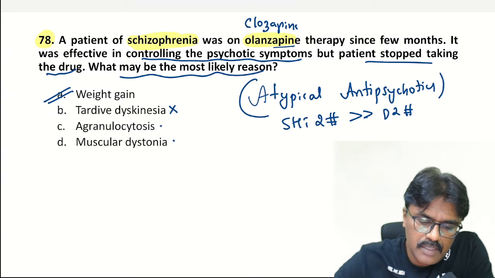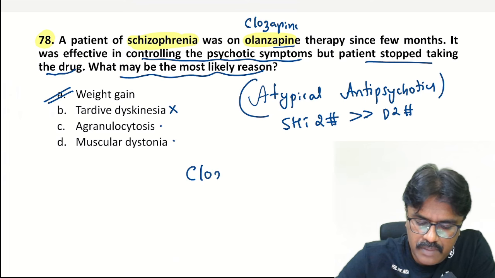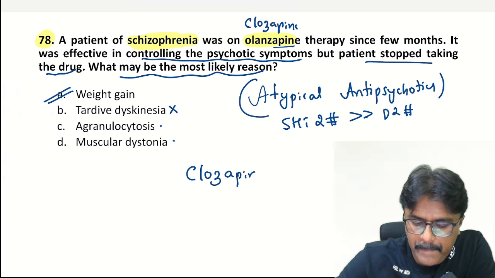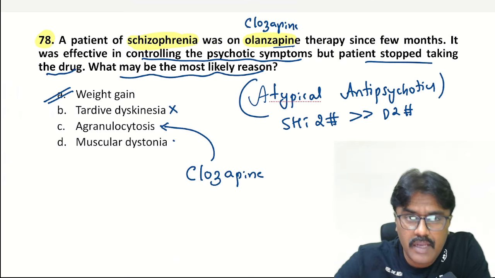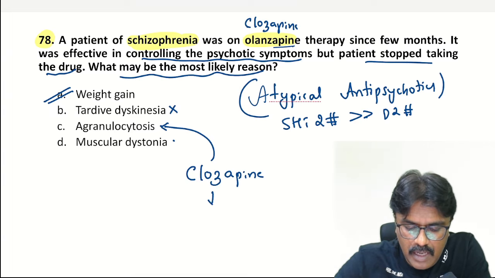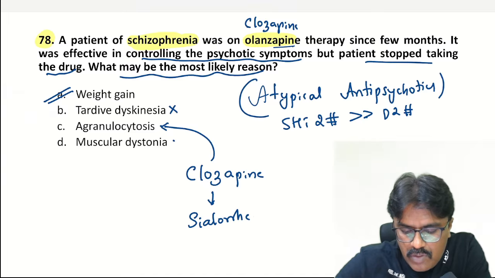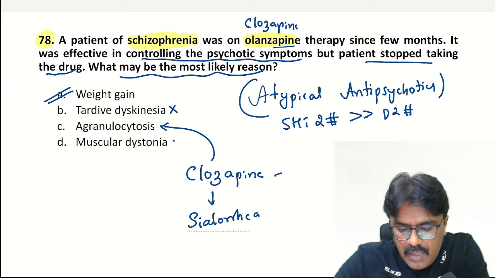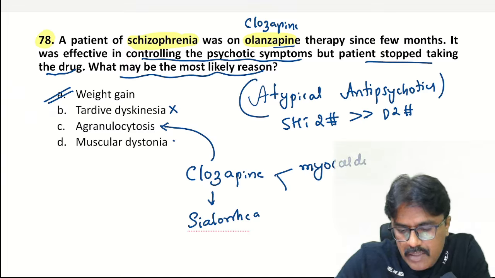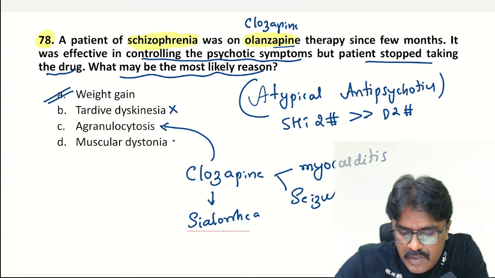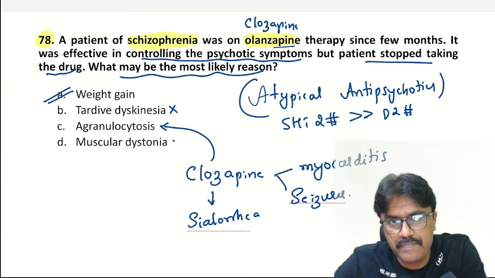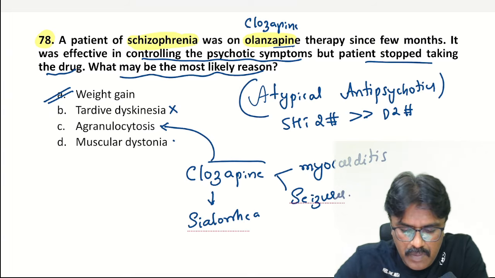So since we are discussing this, let me tell you in detail the adverse effects of clozapine. Clozapine causes agranulocytosis. It's a rare adverse effect. Apart from that, it can cause sialorrhea, which is called wet pillow syndrome. It can also cause myocarditis, and when you give it in high dose, it can lead to seizures. That's the adverse effect of clozapine. So please remember.